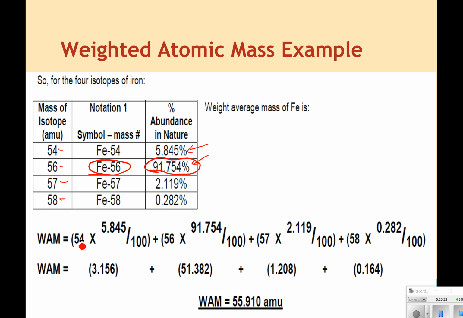So for this first part here, we're talking about iron 54. So our mass is 54. And we take the abundance percentage in nature and we put that over 100. And a little short notation to do with this, what this is ultimately going to do is move the decimal in your percentage 2 spots to the left. So this becomes 0.05845.